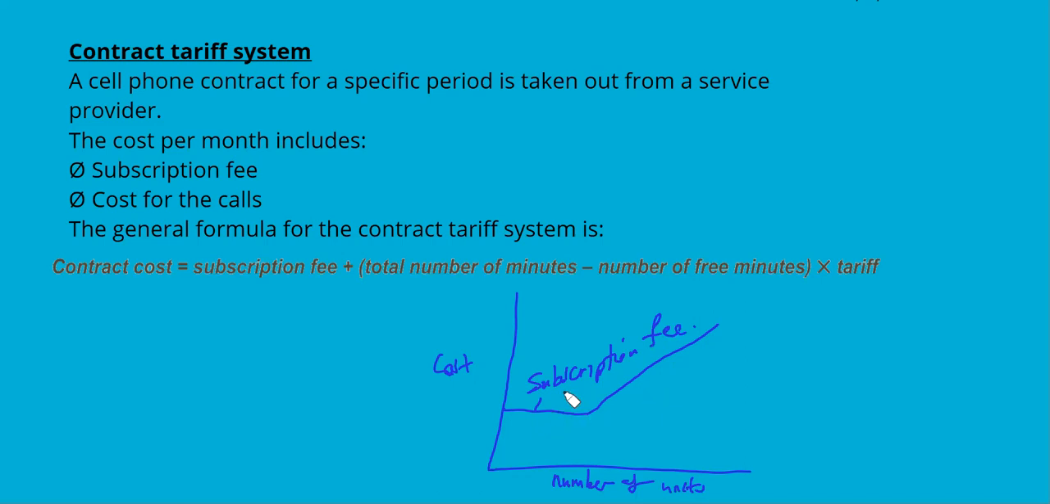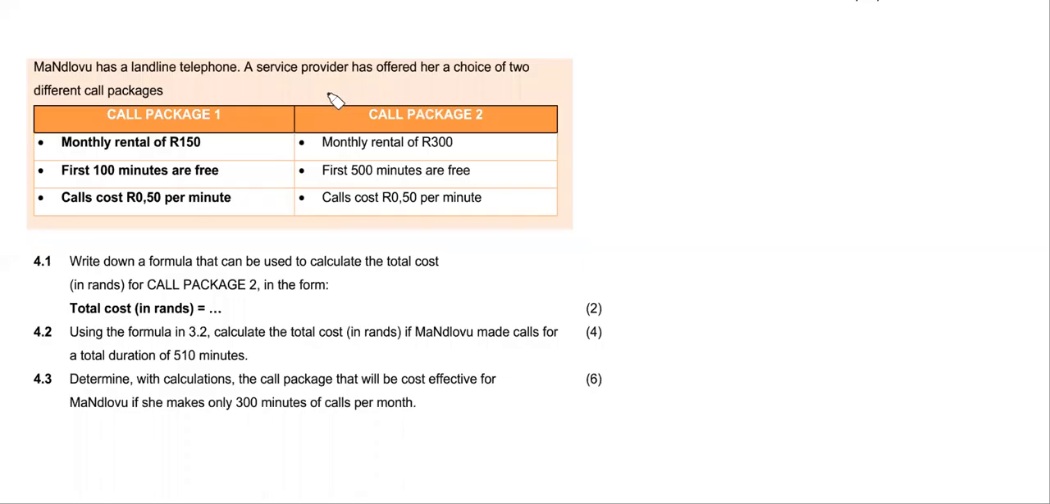Now, from there, if they give you, let's say, 100 free minutes, it means that for the first 100 minutes, you are not going to be charged anything. But once you exceed that, they start charging you per minute. That's the graph that you will see when you are dealing with a contract system. So contract is the subscription fee, which is a fixed cost, plus total number of minutes minus number of free minutes, times the tariff. Now let's see if we can have an example here.